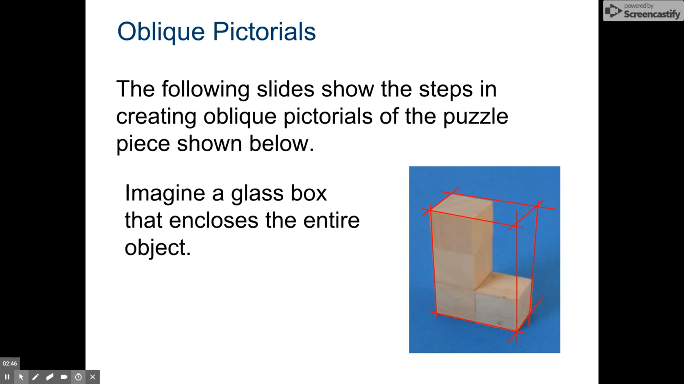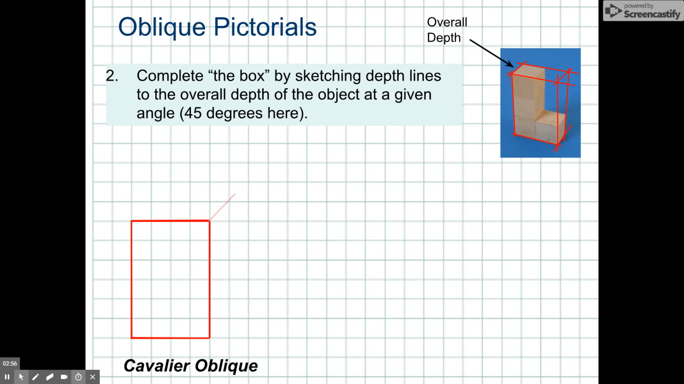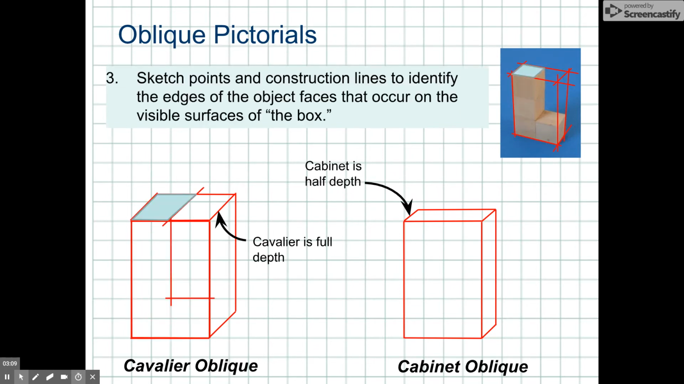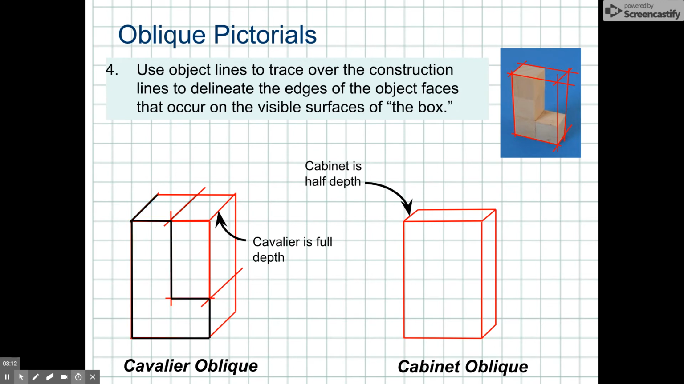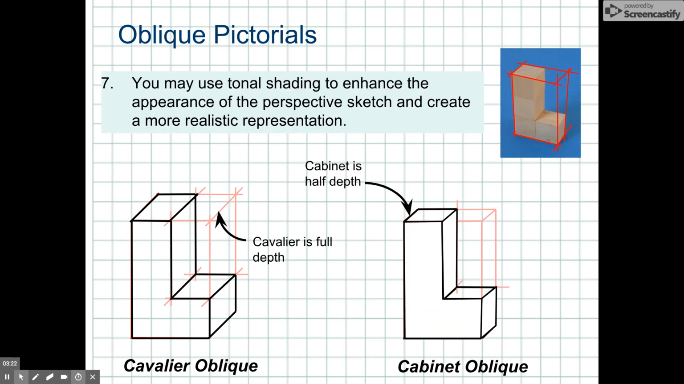Oblique drawings, you're going to use the glass box method, which means basically imagine it's inside a glass box. You could go ahead and start drawing the original box that it's framed within. Give it the original depth. Half depth is cabinet. So really, you're going to see the cabinet's going to look better than cavalier, but we'll try to do both. So I'm going to go quickly through it. Then you start drawing the top face and outline using construction lines. Some of the main cuts of the object. Then you retrace it with object lines. So I'm not going to spend a lot of time on this. You can review it after. But you'll notice that actually cabinet looks more realistic than the cavalier. Cavalier looks a little long. It'll definitely look that way with a lot of other stuff.